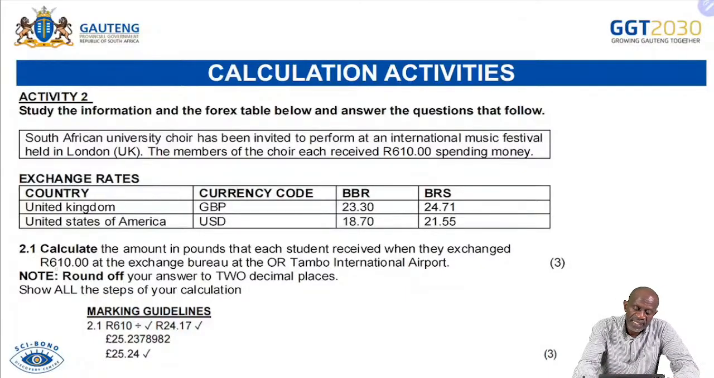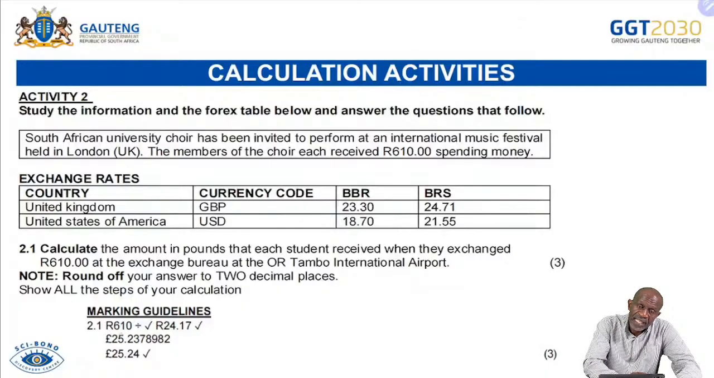Question 2.1 says: calculate the amount in pounds that each student received when they exchanged 610 rand at the Exchange Bureau at OR Tambo International Airport. Round off your answer to 2 decimal places. Show all steps of your calculations. So here is the marking guideline.